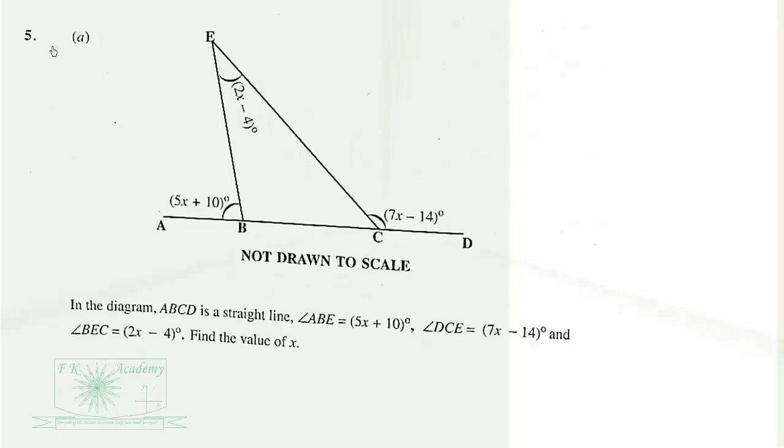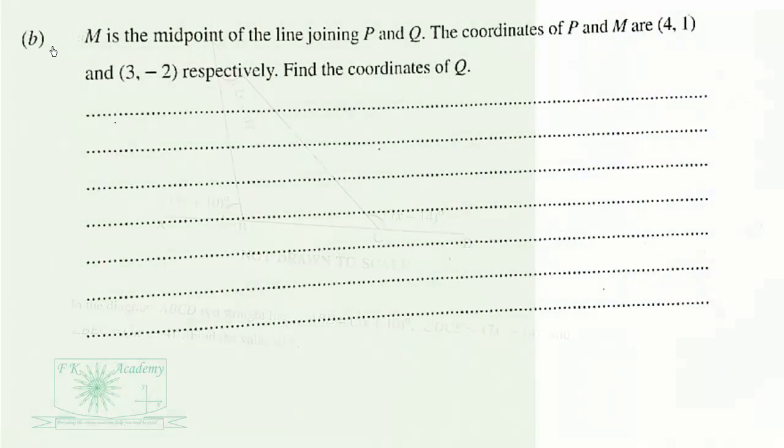In the diagram, ABCD is a straight line. Angle ABE is 5x plus 10. Angle DCE is equal to 7x minus 14. And angle BEC is equal to 2x minus 4. Find the value of x. M is the midpoint of the line joining P and Q. The coordinates of P and M are 4, 1 and 3, negative 2, respectively. Find the coordinates of Q.